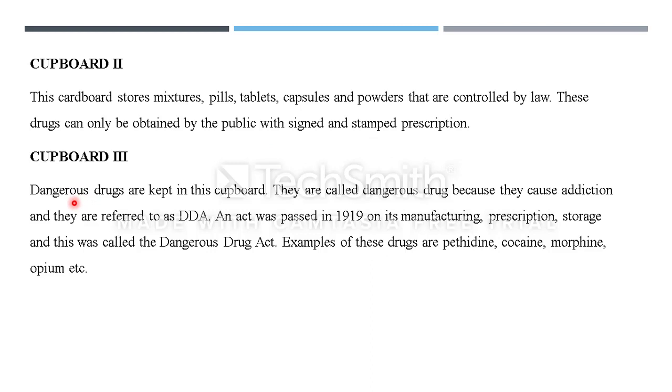Then cupboard 3 contains dangerous drugs. They are called dangerous drugs because they cause addiction, and they are referred to as DDA. Drugs that can cause addiction such as heroin, cocaine, and others are kept in cupboard 3. An act was passed in 1919 on their manufacturing, prescription and storage, called the Dangerous Drug Act, that is the DDA. Examples of these drugs are pethidine, cocaine, morphine, and opium. These drugs can cause addiction and are stored in cupboard 3.